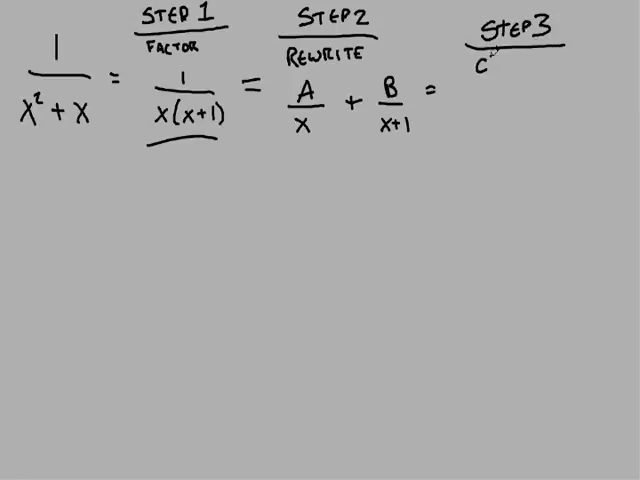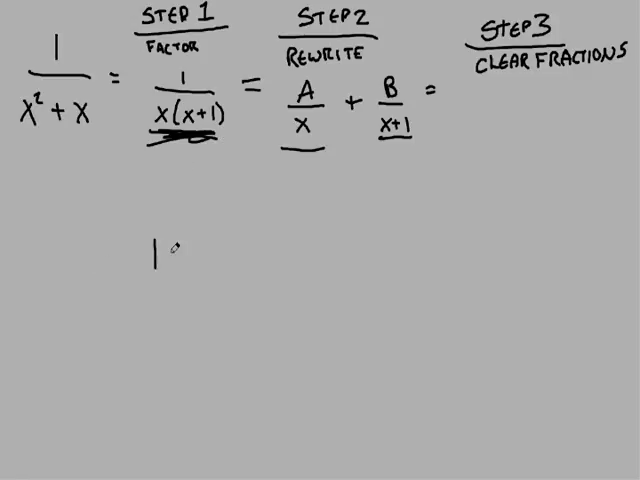Step 3. Clear the fractions. How do you clear the fractions? You multiply by the least common multiple of all three fractions. So you have 1 over x times x plus 1, x, and x plus 1. Well, since these two came from this one, you could just multiply both sides by x times x plus 1.